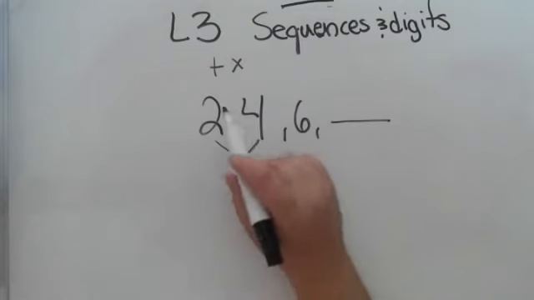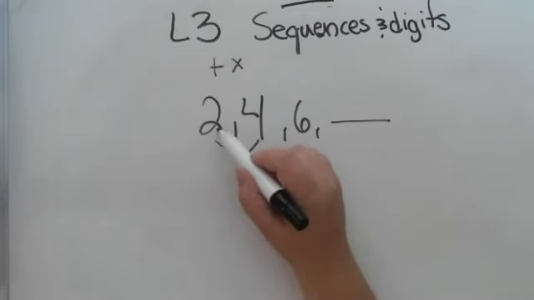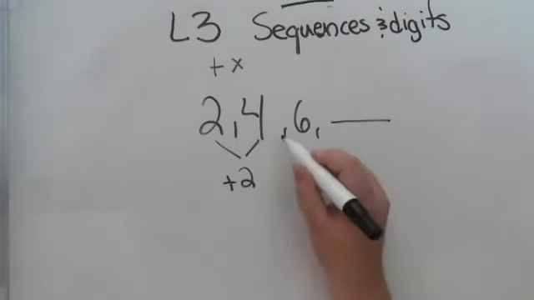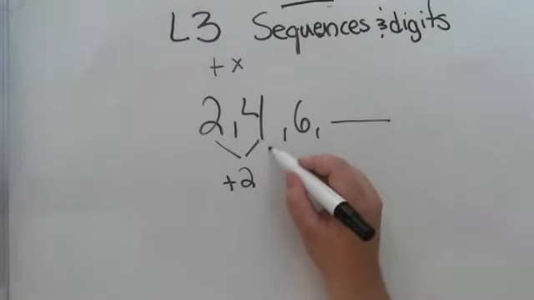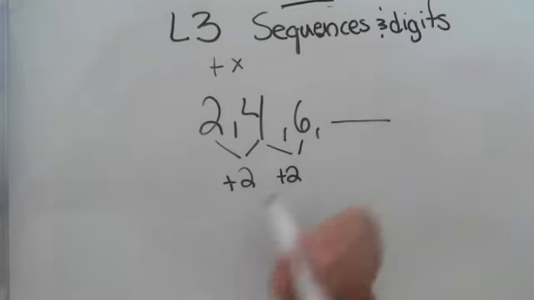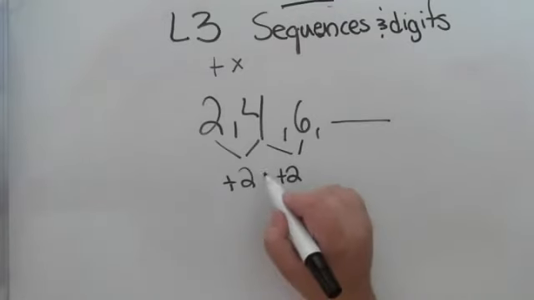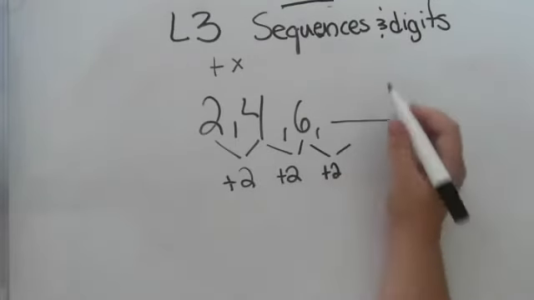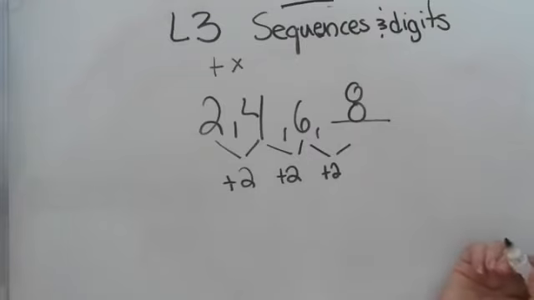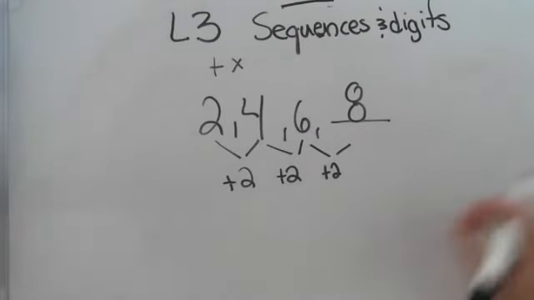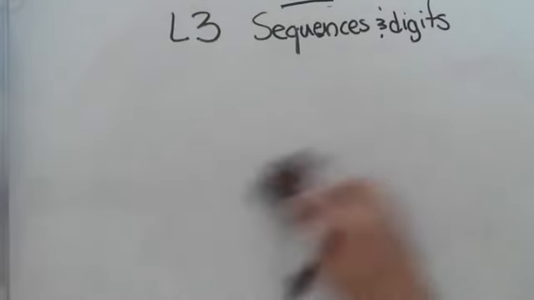So let's see if I can do this. Well, the difference between 2 and 4, I know, is 2, me adding 2. Let's see if that's the same for the difference between 4 and 6. 4 and 6, the difference is add 2. So I now know my sequence is adding 2. So I'm going to come over here, I'm going to add 2, which will give me 8. Okay, I've now found the missing term to my sequence. Let's try another one.